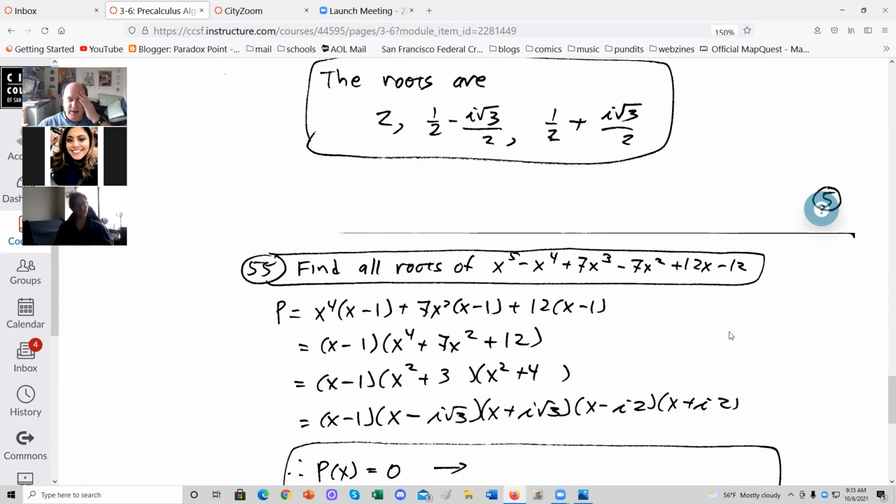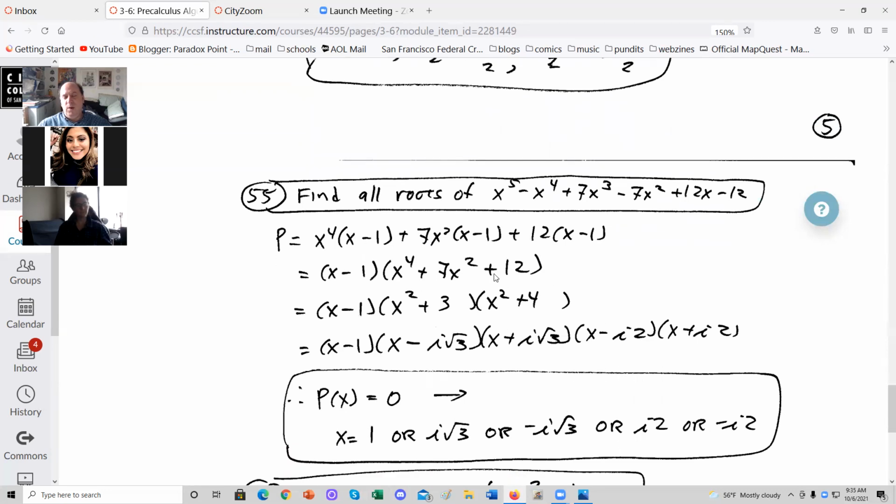Now here's a monster. x to the 5th minus x to the 4th plus 7x cubed minus 7x squared plus 12x minus 12. Find its roots. Well, okay, it's fairly obvious that these two, and these two, and these two factor out an x minus 1. So you get x to the 4th times x minus 1 for these 2 terms, 7x squared times x minus 1 for these 2 terms, and 12 times x minus 1 for these 2 terms. Factor out an x minus 1 times x to the 4th plus 7x squared plus 12.